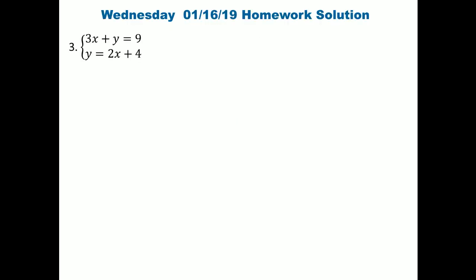Number 3 for Wednesday, okay? Again, 3x plus y equals 9 and y equals 2x plus 4. Which one do we end up using? The second equation is already solved for y, so we're going to use it, okay? We're not using the first one because, look, it's not solved for. The variables aren't alone. We can use the second one because y is solved for. Okay? y is alone on the left here. Okay? It's solved for.